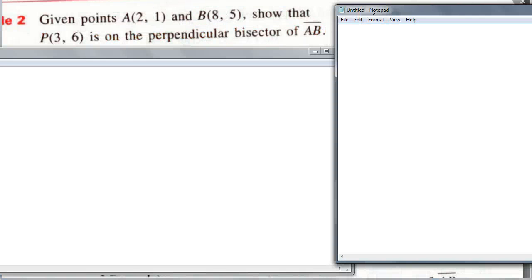Example 2. It says you have points A (2, 1) and B, and show that P is on the perpendicular bisector of the segment AB. So given points A and B, they want you to show that point P is on the perpendicular bisector of the segment AB.